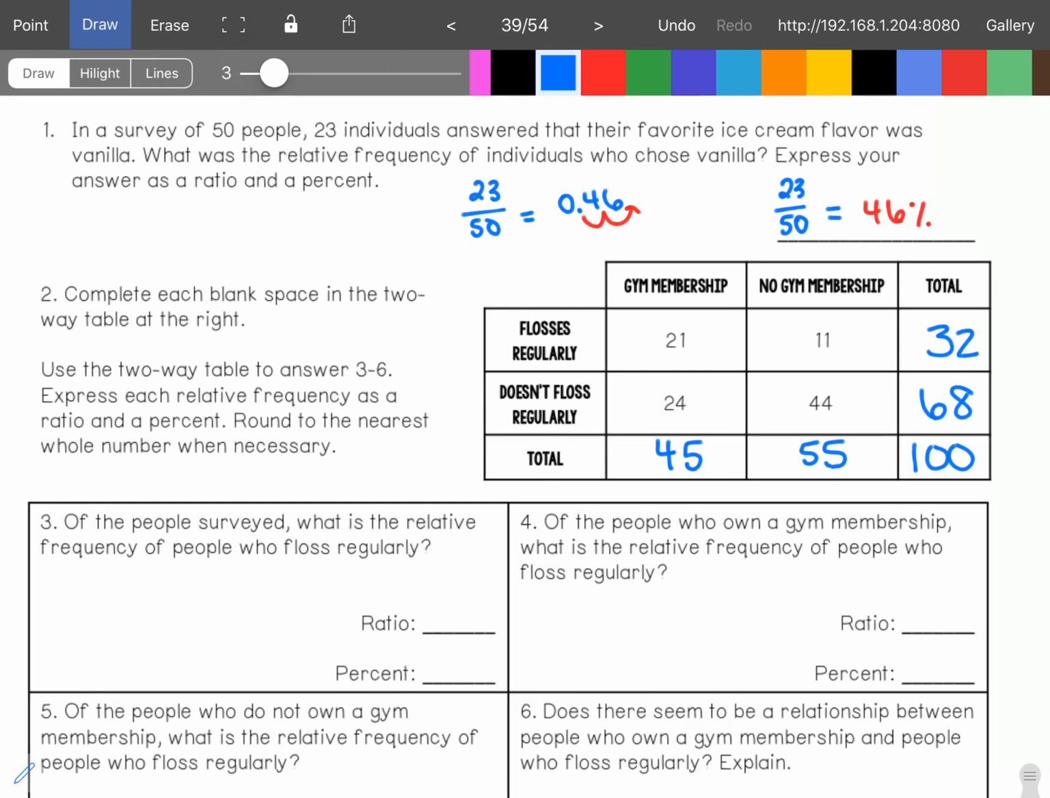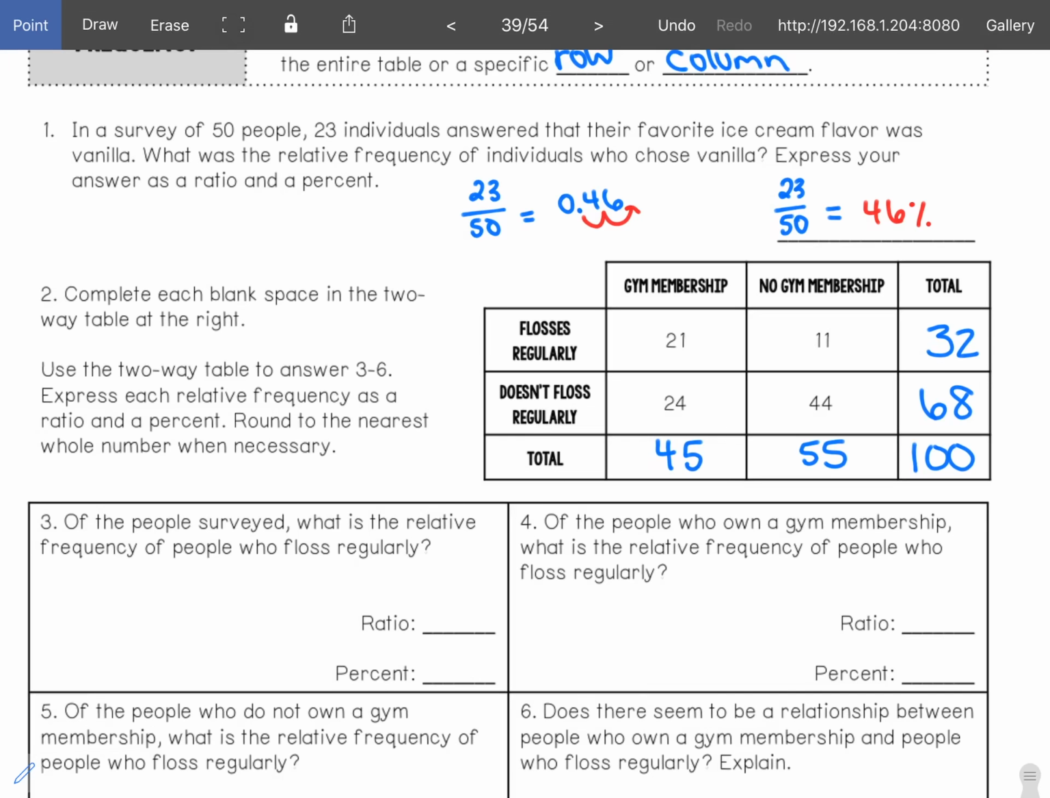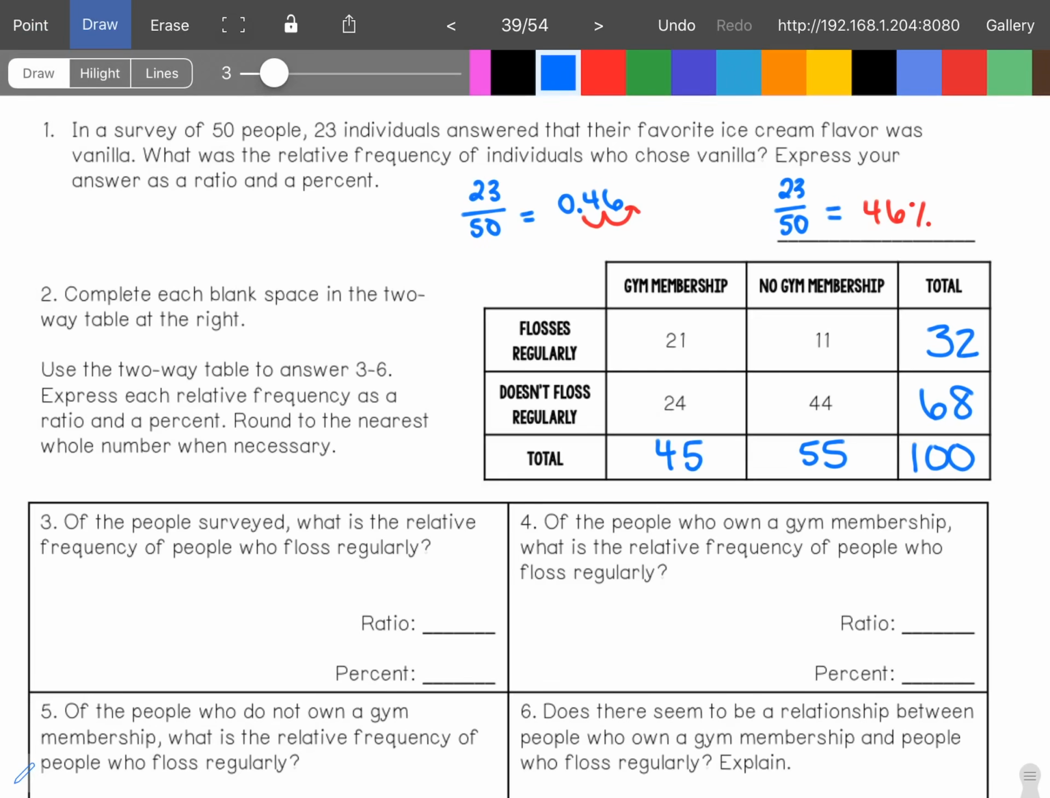Okay, number 3. Of the people surveyed, what is the relative frequency of people who floss regularly? Okay, so there were 100 people surveyed. Flossing regularly would be 32 out of 100. So our ratio is going to be 32 out of 100. And then if we divide that in your calculator, you get 0.32. Move the decimal 2 places to the right, and you get 32%.